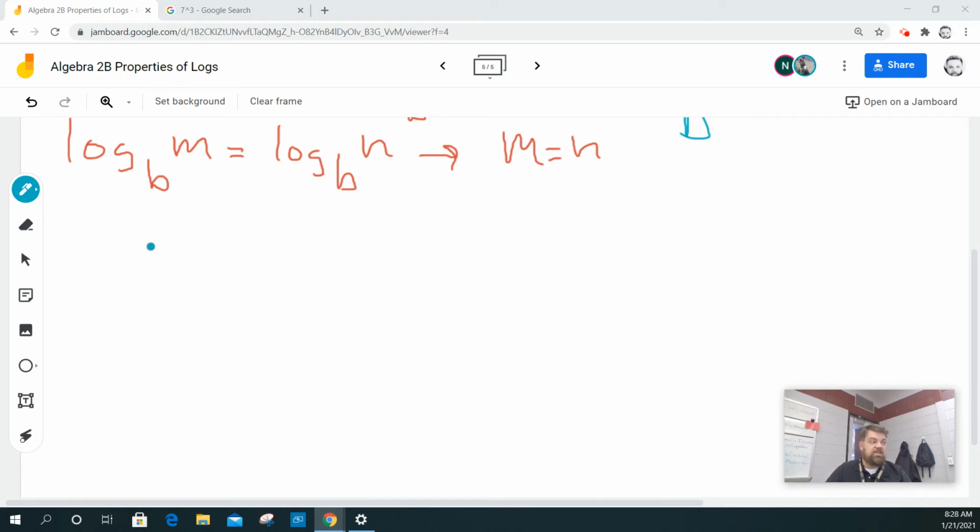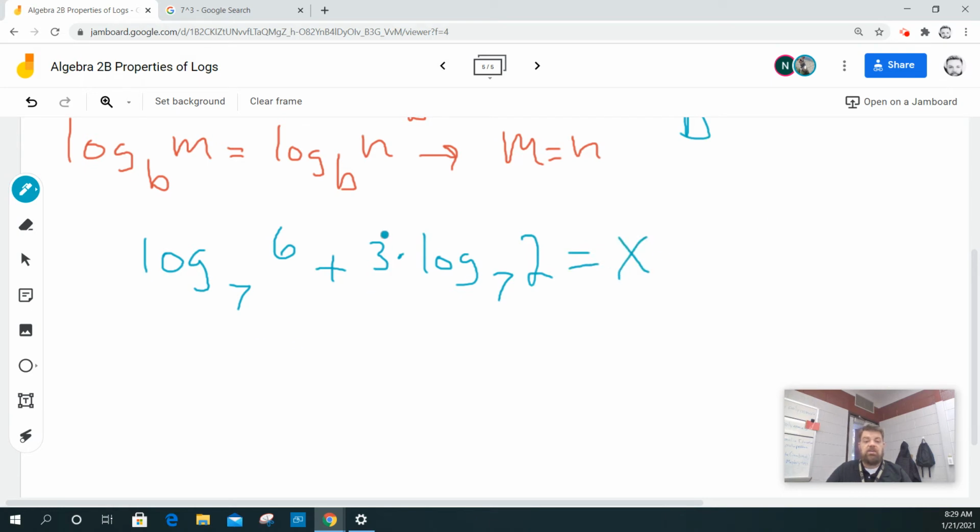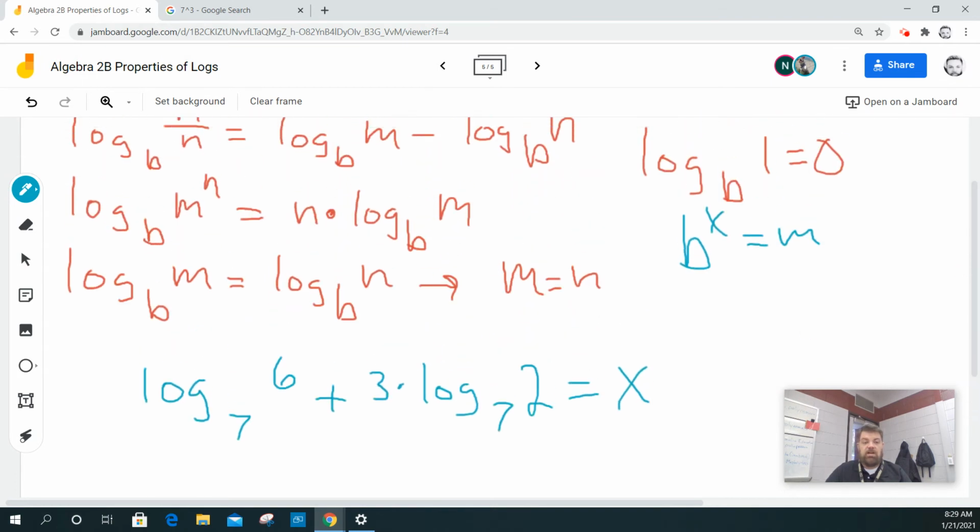So we've been given the task to figure this out. Log base 7 of 6 plus 3 times log base 7 of 2 equals x. So the first thing I'm going to do is, see this property? I've got this property right here.